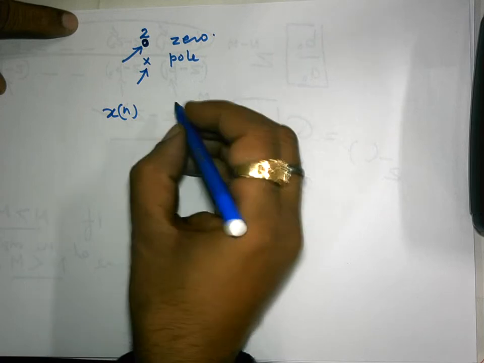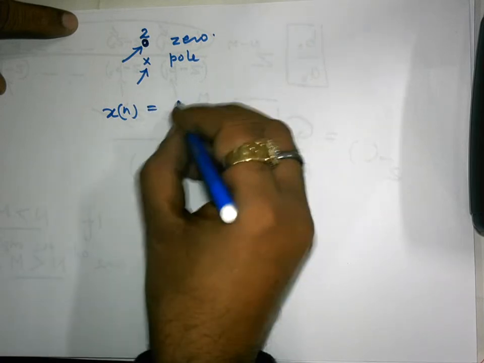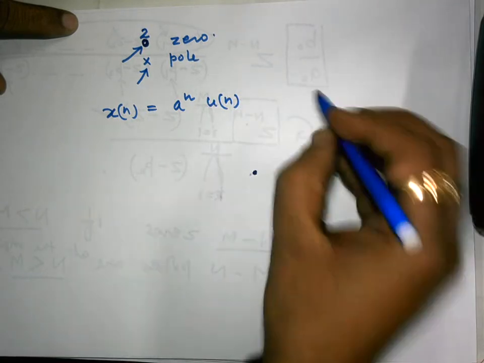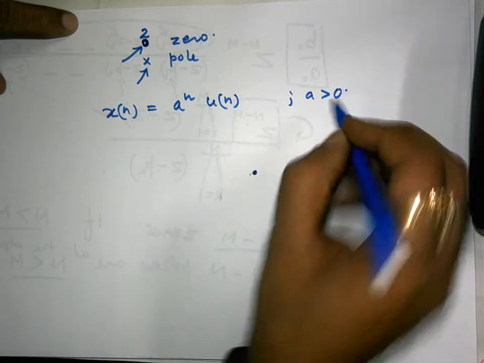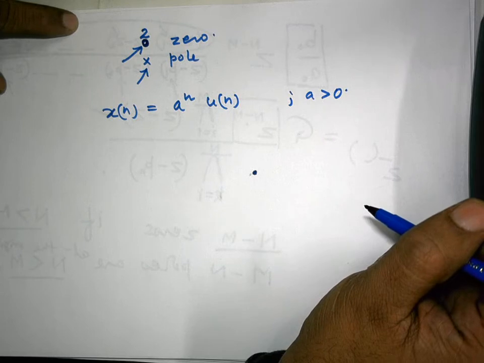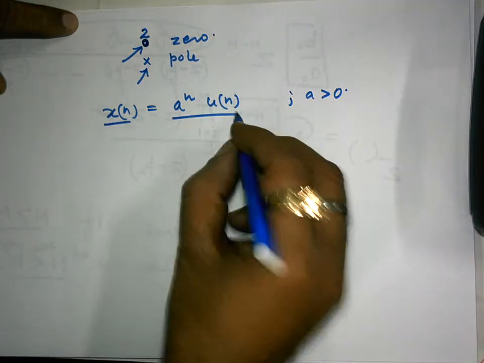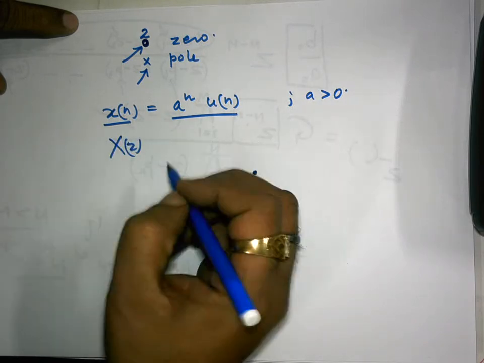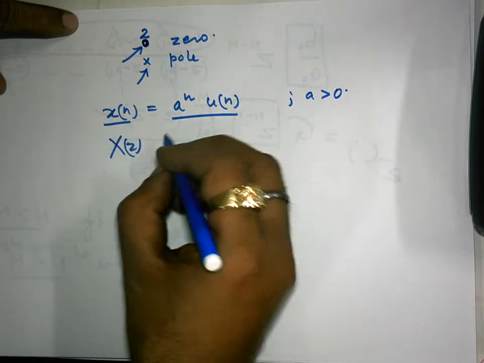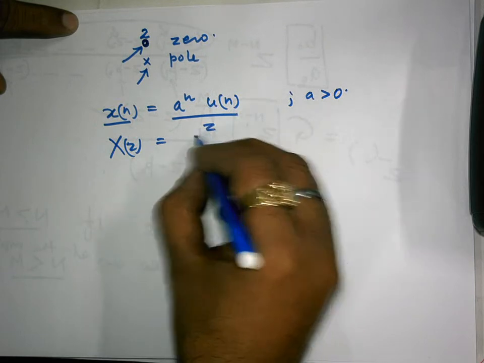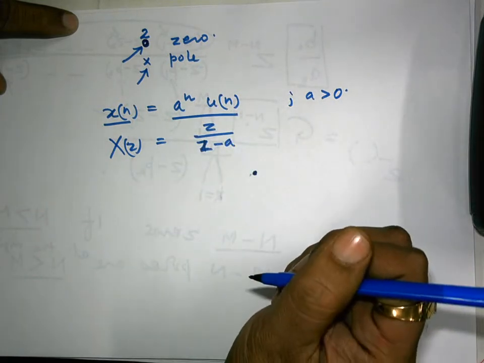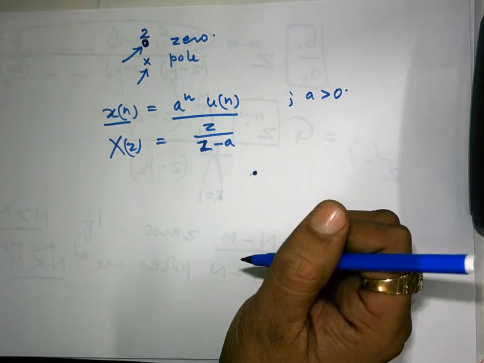This is the simplest possible problem, for a is greater than 0. So to plot a pole zero pattern, we need to write the Z transform. And what is the Z transform? This we know: X(z) is equal to Z over Z minus A.